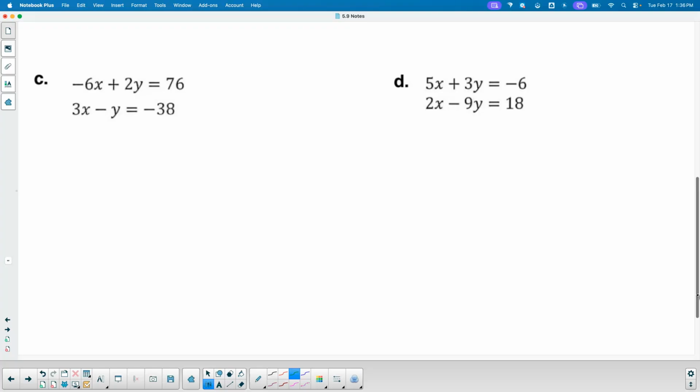What I want you to do now, and I'm going to give you a little time to do this, I want you to solve just C and D. However method you choose, solve just C and D using whichever method you choose.